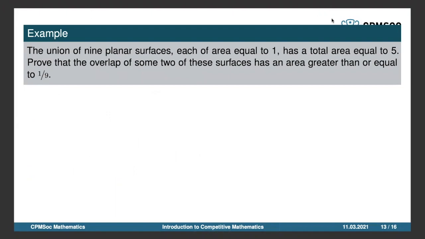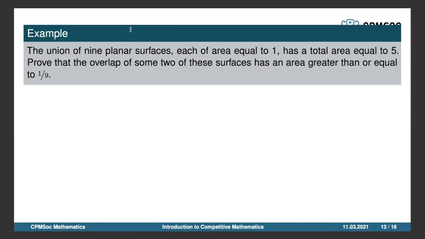All right, so question 3. Question 3 states that there are 9 planar surfaces. So you just think of it as different figures that we should draw on a plane, and you can think of them as regions of a plane, and each of these regions has area of 1. And now if you combine all the regions together, the total area is 5.